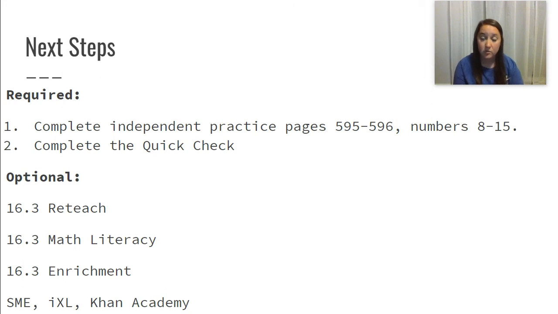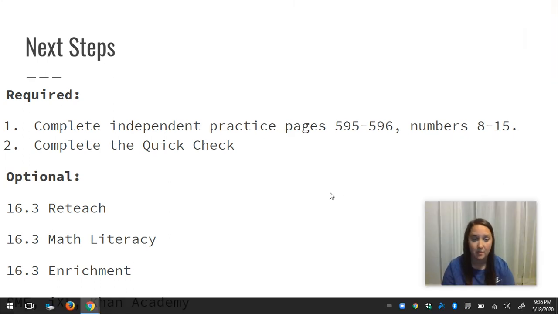For optional work, if you need a little bit more of a review for this, you can rewatch my video. You can check out the pages that are attached to the independent practice. It will review some of the key vocabulary. You could look at 16-3, the reteach page. You can also look at 16-3, math literacy. If you're up for a challenge, feel free to check out the enrichment page, where you're also welcome to check out any of the early finishers that your teacher might typically assign for math, like SME, IXL, or Khan Academy for some more practice.